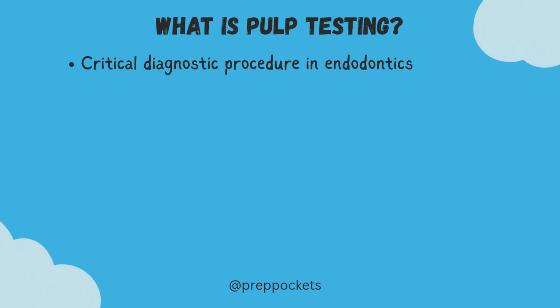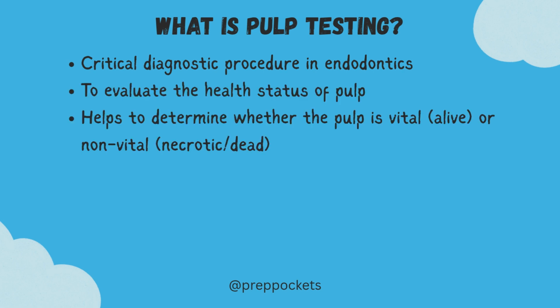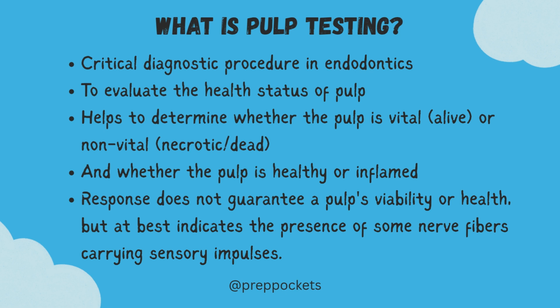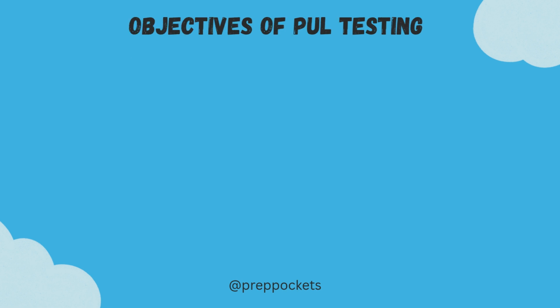Pulp testing is a clinical diagnostic method to determine the health status of the dental pulp, whether it's healthy, inflamed, or necrotic. It's based on how the sensory nerve fibers inside the pulp respond to certain stimuli, which are either thermal or electrical. But here's something important: pulp testing evaluates nerve response, but not actual blood supply, which is true vitality. Why do we do it?